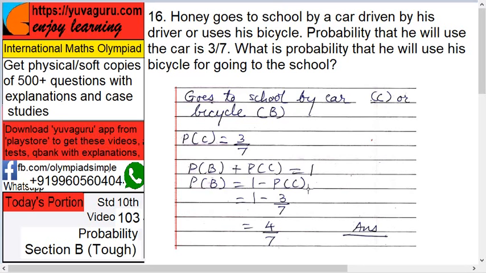PB equals 1 minus PC, 1 minus 3 by 7, 4 by 7. So the probability that he will use a bicycle is 4 by 7.